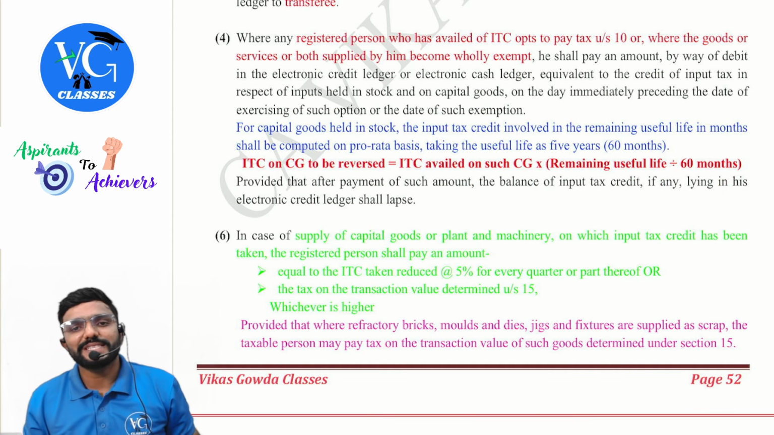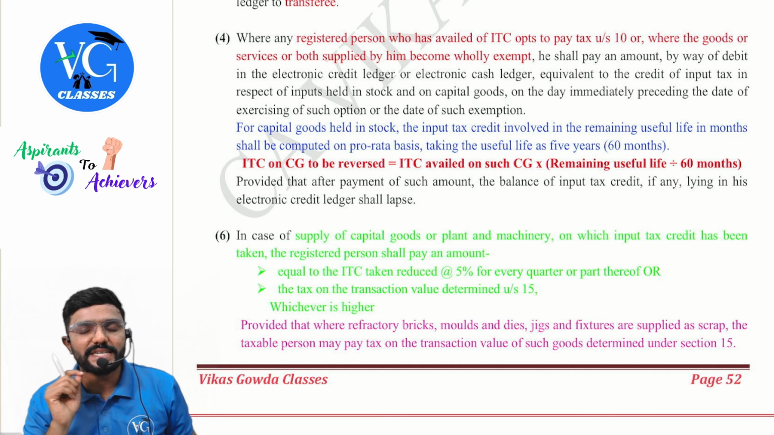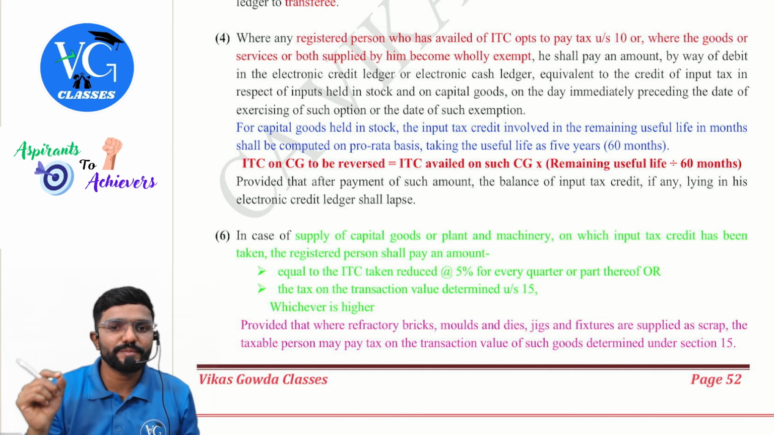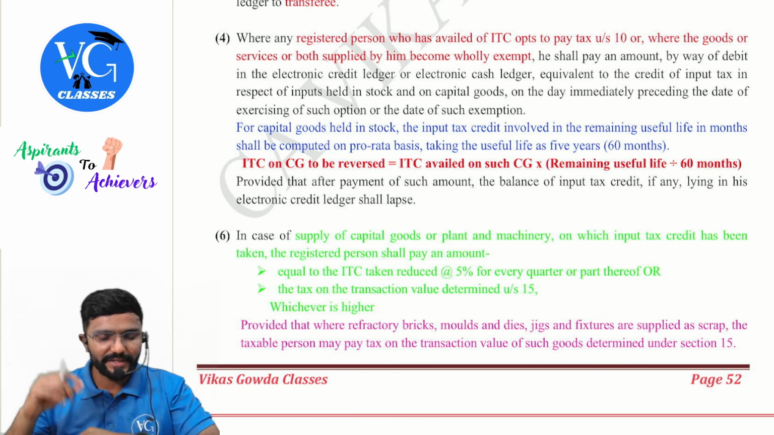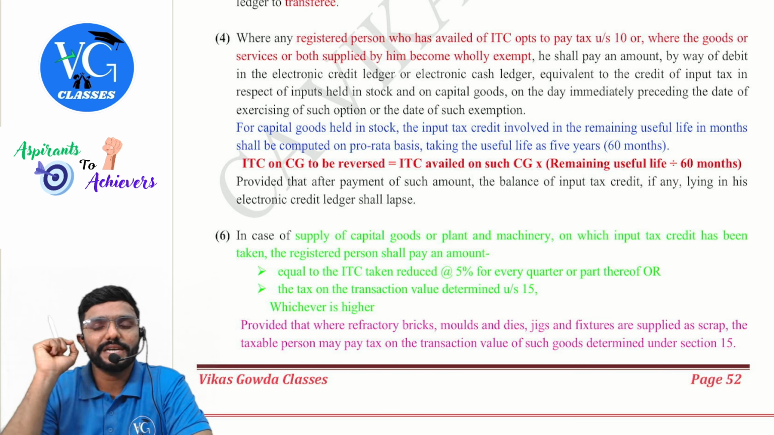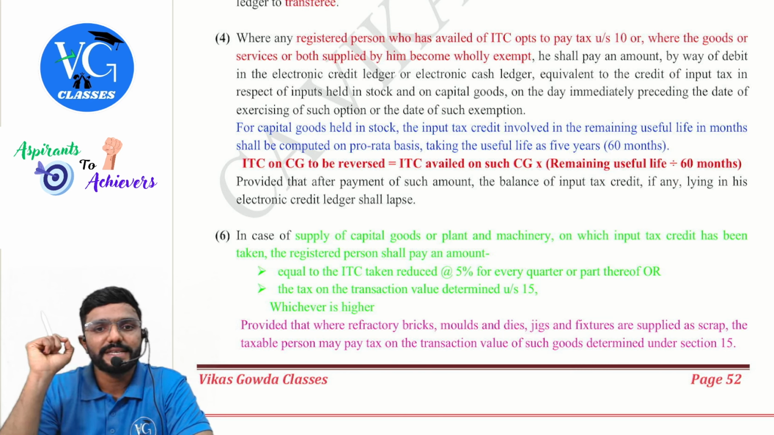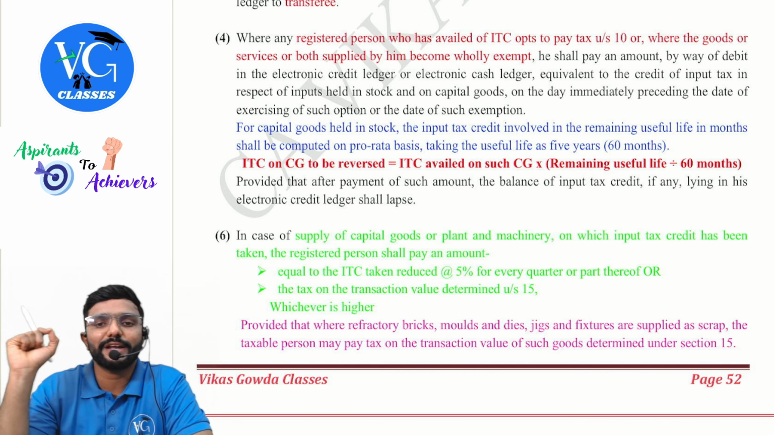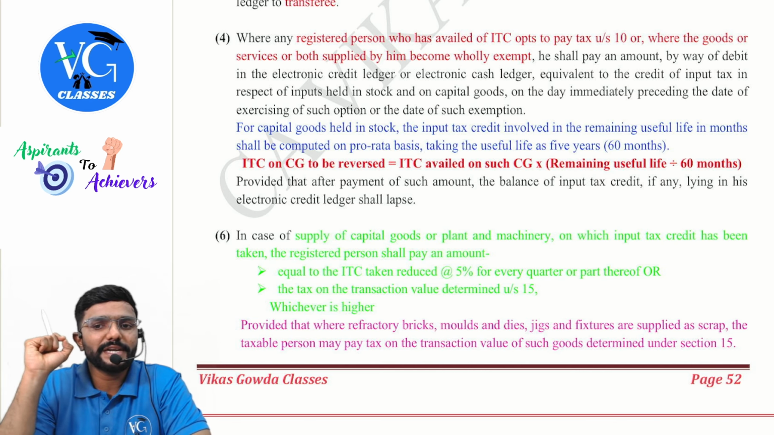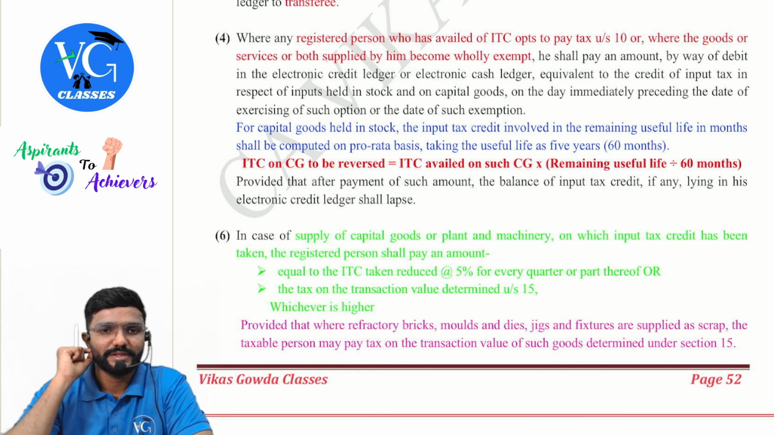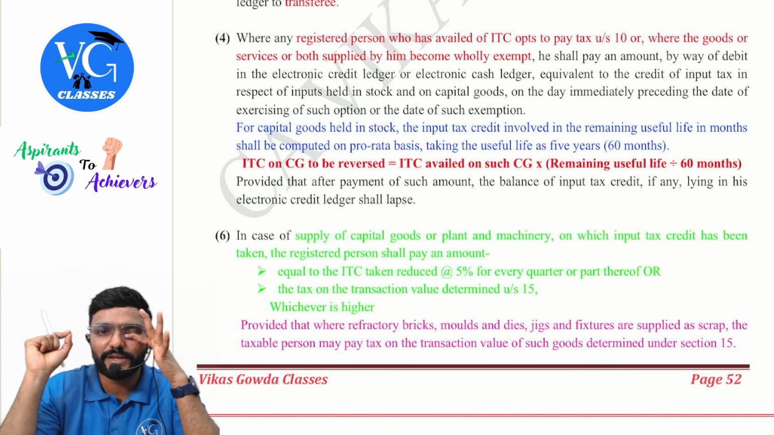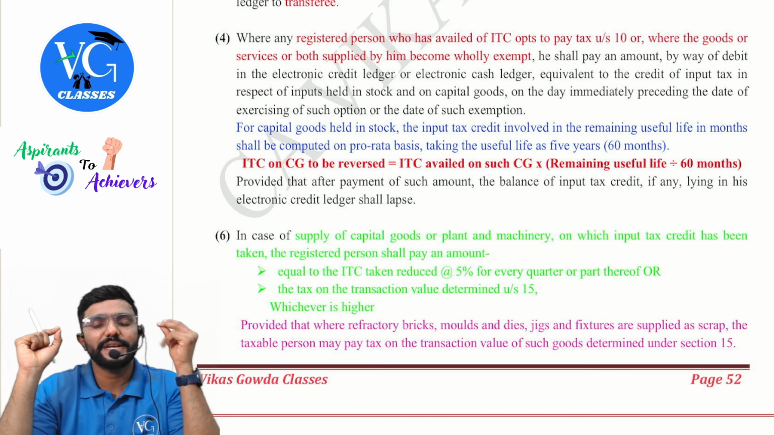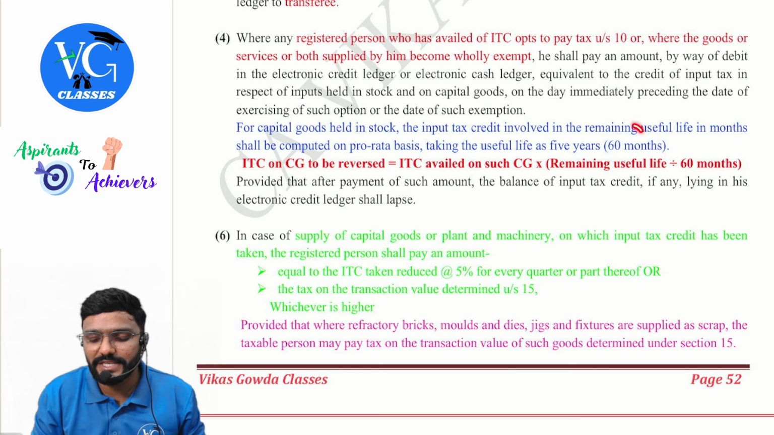Where any registered person who has availed of ITC opts to pay tax under section 10, or where the goods or services or both supplied by him become wholly exempt, he shall pay an amount by way of debit in the electronic credit ledger or electronic cash ledger equivalent to the credit of input tax in respect of inputs held in stock and on capital goods on the day immediately preceding the date of exercising such option or the date of such exemption. For capital goods held in stock, the input tax credit involved in the remaining useful life in months shall be computed on pro rata basis, taking the useful life as 5 years, that is 60 months.